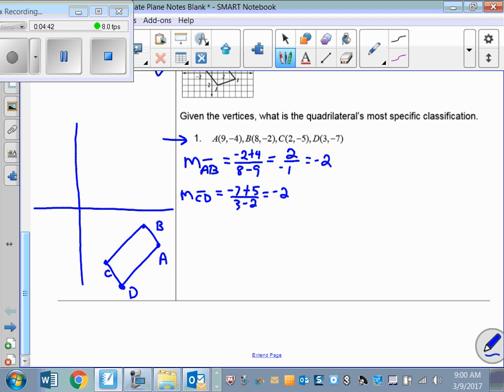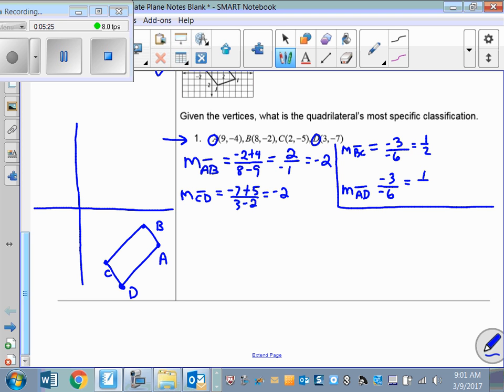But let's go ahead. We can't stop here, so let's come on. I'm going to run out of room, I'm afraid. So let me come on over here and find the slopes of the other two opposite sides. So BC, the slope of BC equals negative 5 plus 2, which is negative 3, over 2 minus 8, which is negative 6, so positive a half. All right, and the slope of AD, and I'm just looking at my coordinates here that I'm given. So the slope of AD is negative 7 plus 4, so negative 3, over 3 minus 9, which is negative 6. So that gives me a half. So definitely a parallelogram, because opposite sides are parallel.